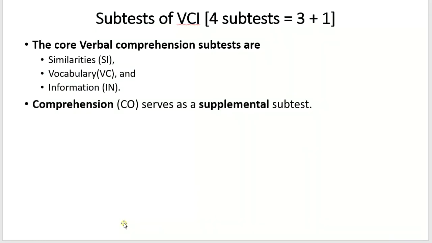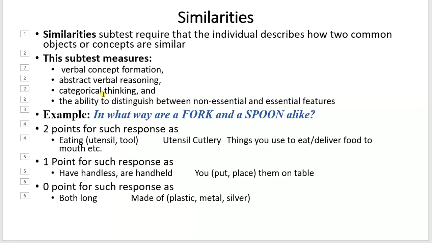And while discussing this, I will present the subtests in different scales. The verbal comprehension index or verbal comprehension scale, as you are aware now, consists of four subtests, three core: similarities, vocabulary, and information. So we will need to administer only these core tests. Comprehension will be administered only when some of the tests are spoiled or invalidated because of one reason or the other. Now let us begin with the description of each test.